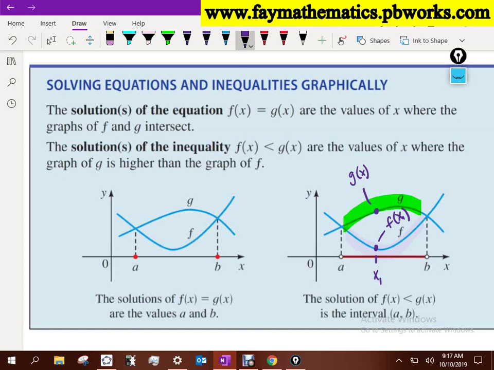But if this x is here, okay, we still have that relationship. Now, it's a smaller discrepancy, right? But it's still g of x is bigger than or larger than f of x. Okay? So that's how we graphically determine these things.